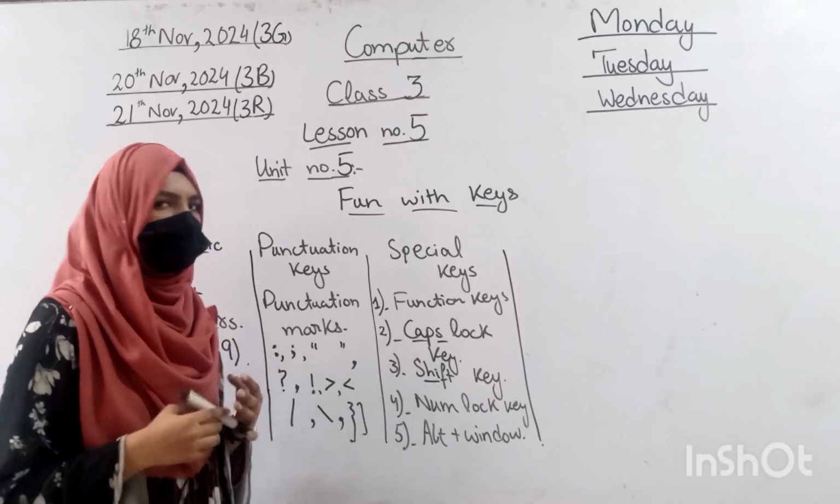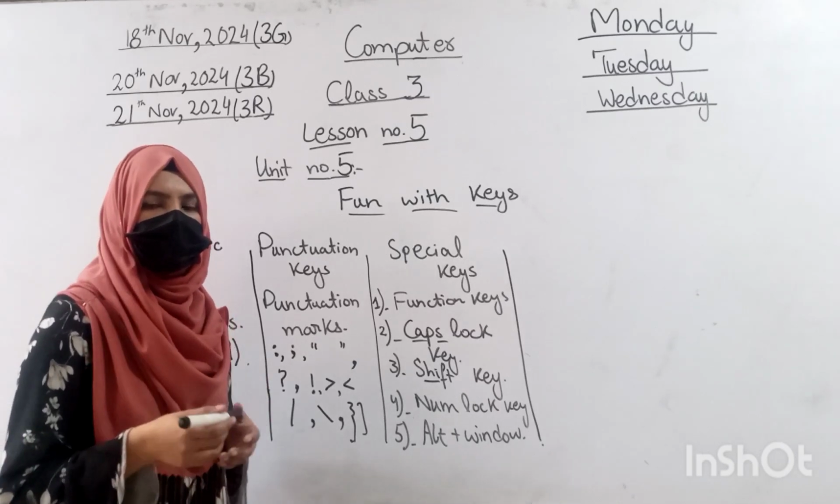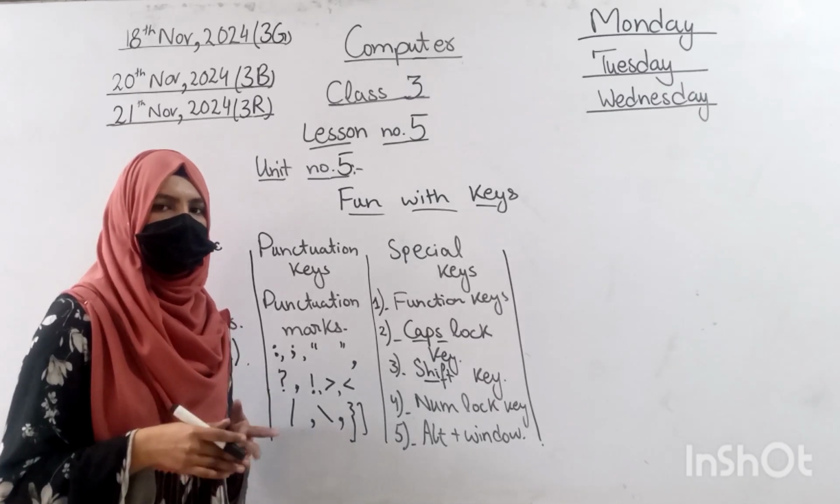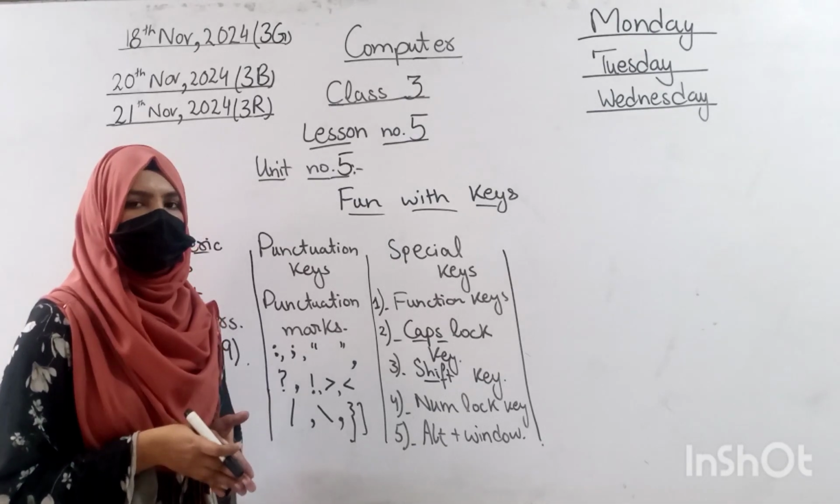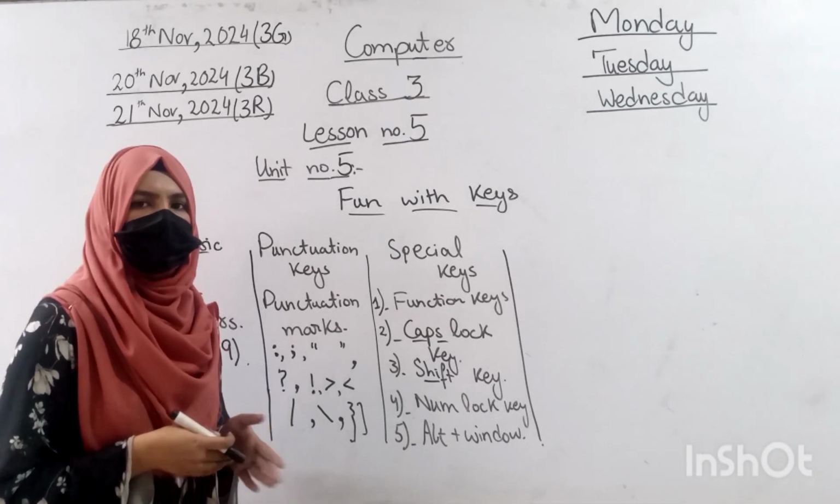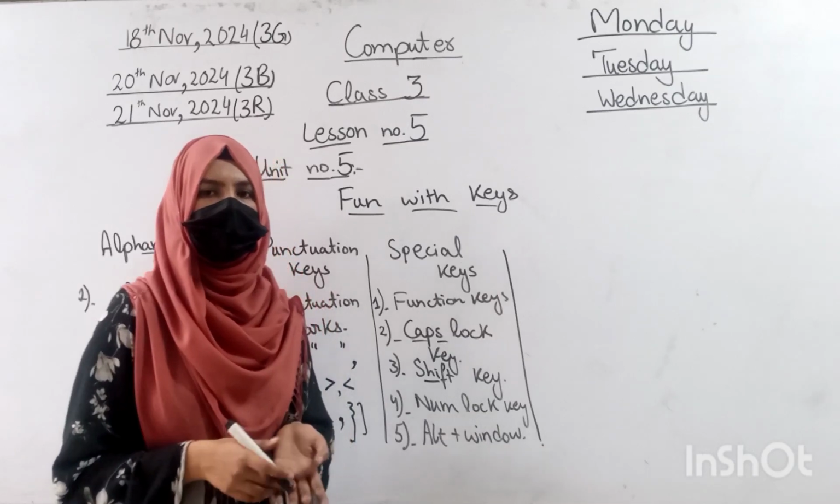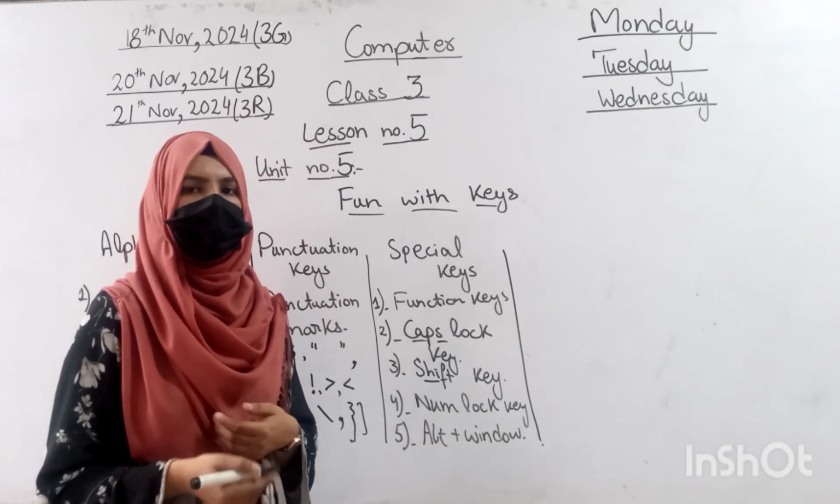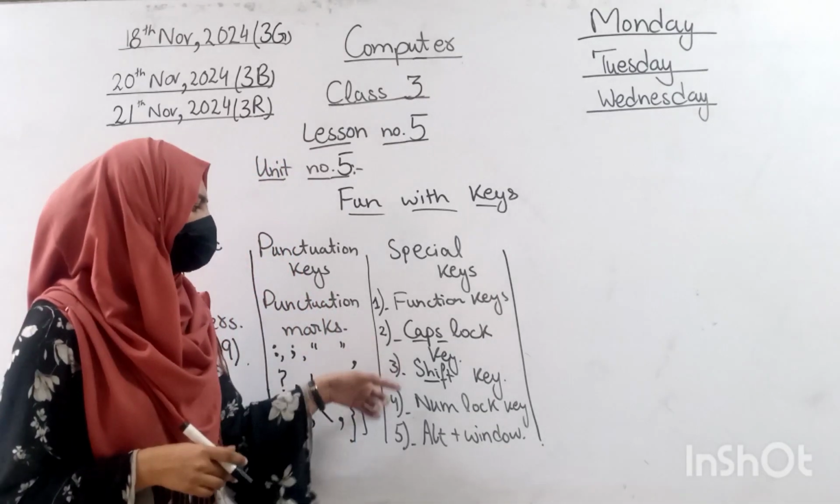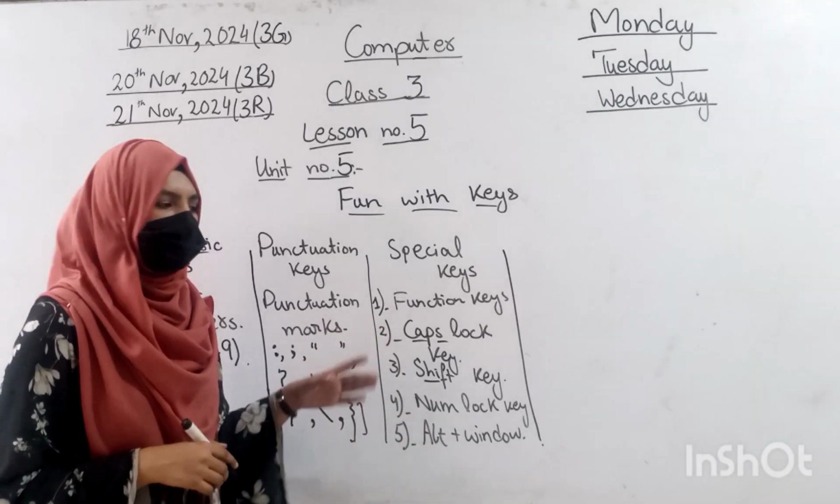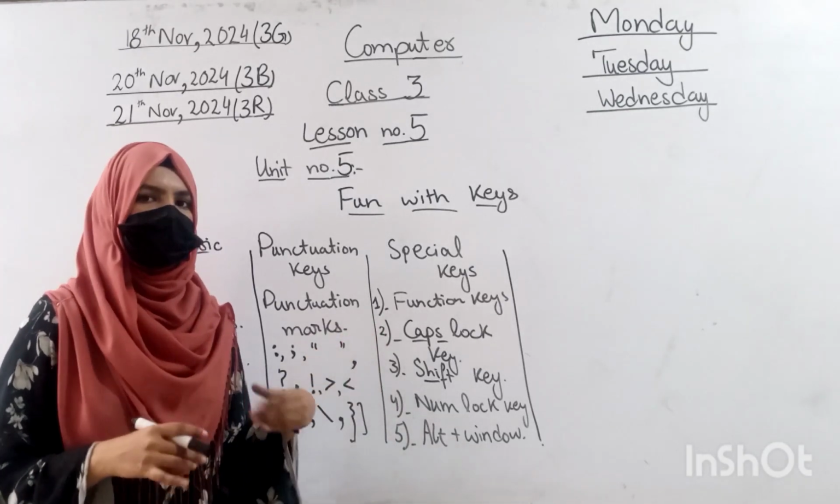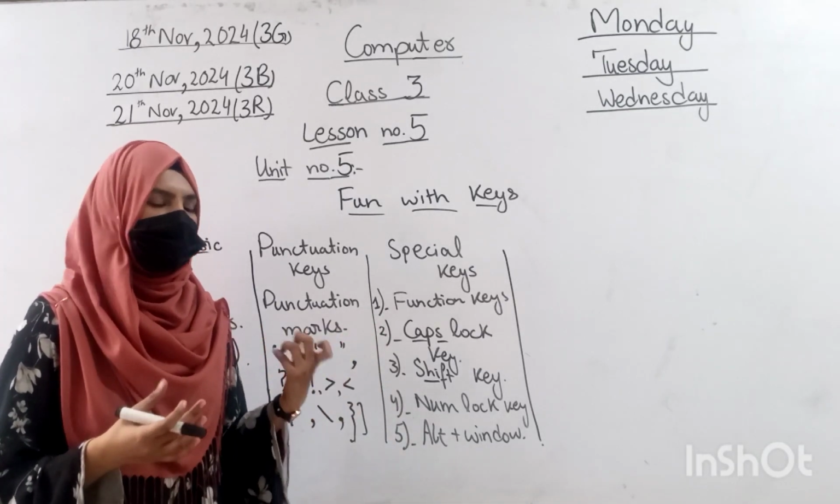Enter key is used to move the cursor from one line to the next line. Delete key is used to delete something. Also, delete key is used to erase text one step ahead. Backspace key is used to erase something one step backward. So these are the functions of each key. Each key has its own specific function that it needs to perform.